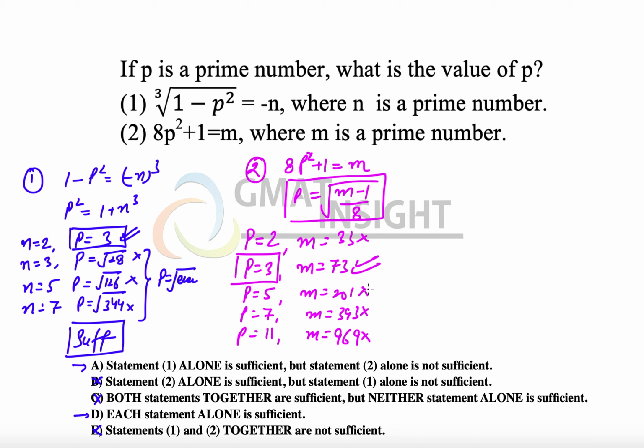Now once again you can see that there is a pattern emerging: for every other prime value of P, the value of M is a multiple of 3. That means certainly it's not prime. There is only one value of P that we have got. That means the second statement alone as well is sufficient, and the answer to the question becomes option D.